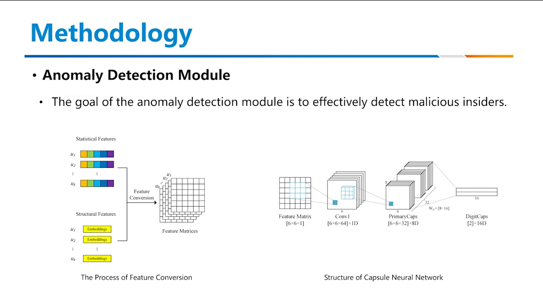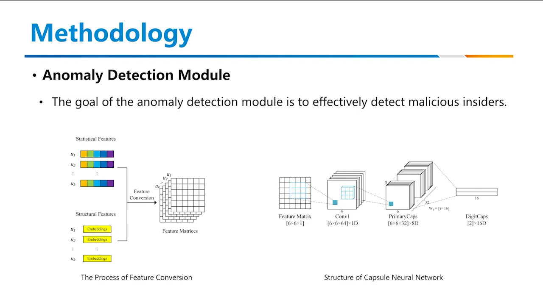We directly concatenate the statistical feature vectors with the structural feature vectors as concatenated features. Then, the concatenated features will be normalized by min-max normalization. The normalization can eliminate the magnitude differences between features and avoid the impact on the detection model. Finally, we convert normalized concatenated features to 6 multiplied by 6 two-dimensional feature matrices as the input of the anomaly detection model.